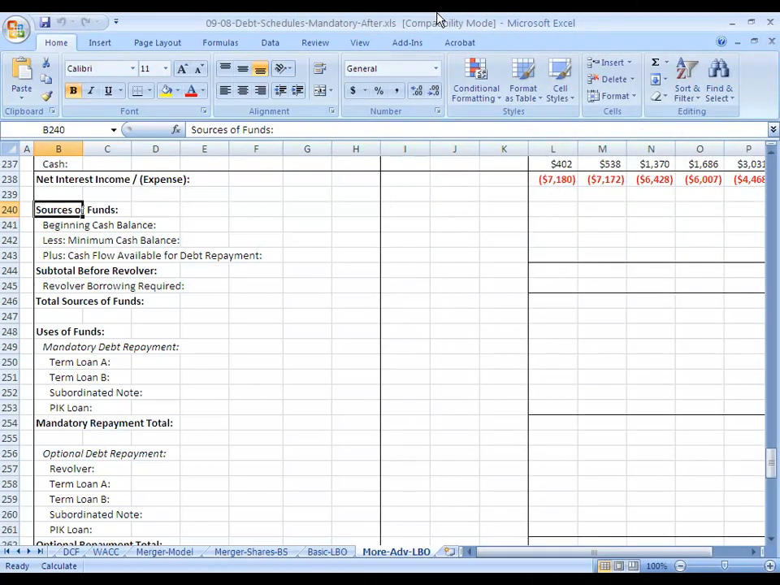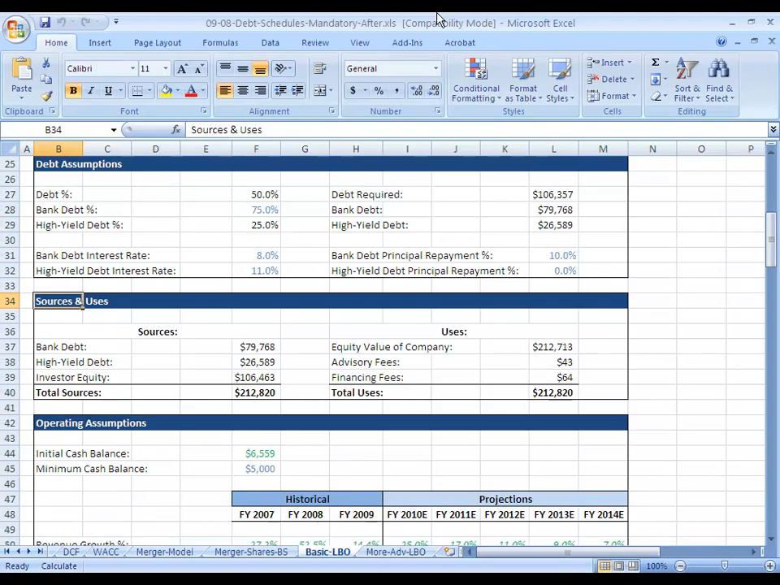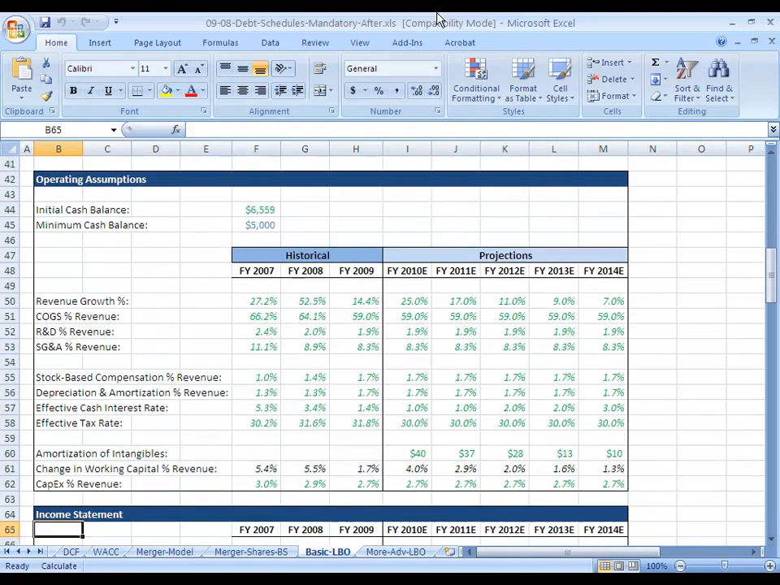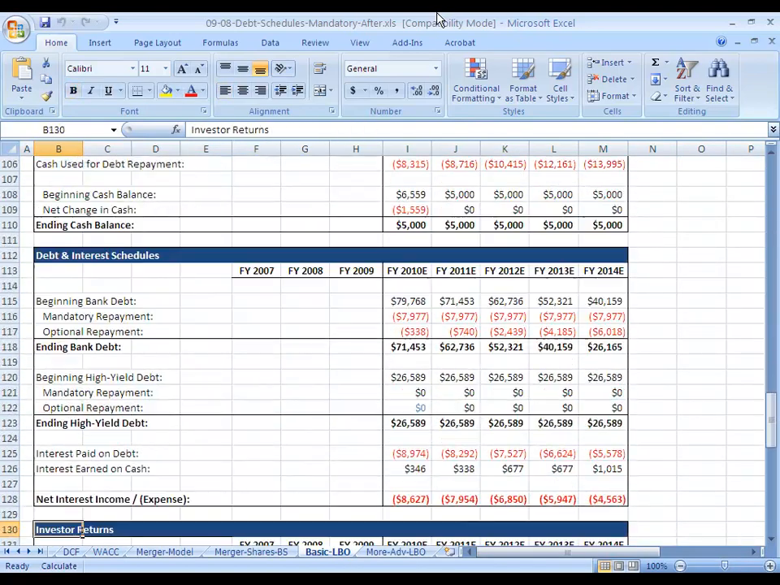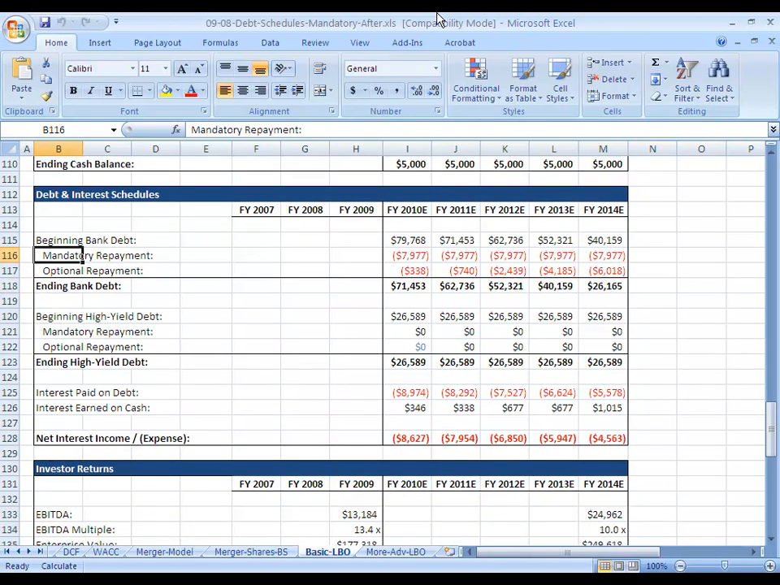In this lesson, you're going to learn how to calculate the mandatory debt repayments in a more advanced LBO model. Now, in the more basic model that we looked at, when we looked at our debt schedule and created all of our assumptions and the formulas for that, the way that we did mandatory repayments was pretty simple. Basically, we looked at our old debt balance and then we compared it to the annual repayment amount. And if the beginning debt balance was less than the annual repayment amount, then we just repaid the entire balance. If it was greater than that amount, then we repaid the annual repayment number instead.